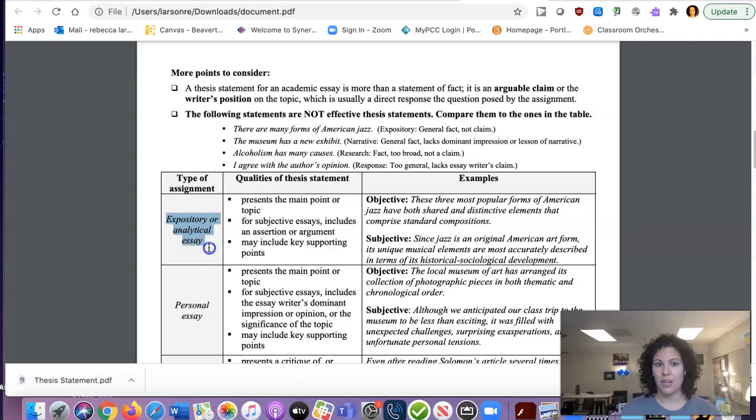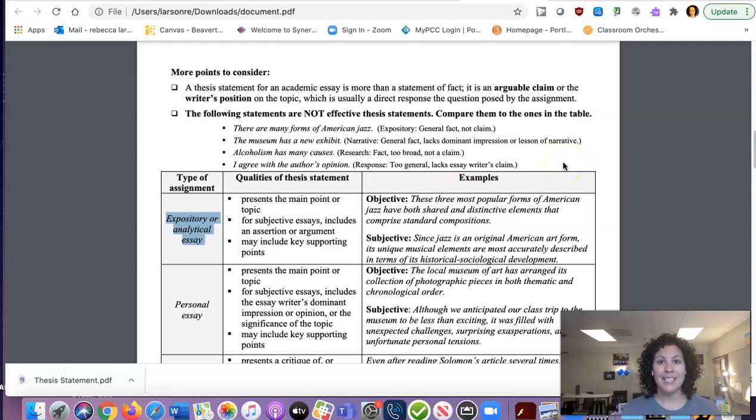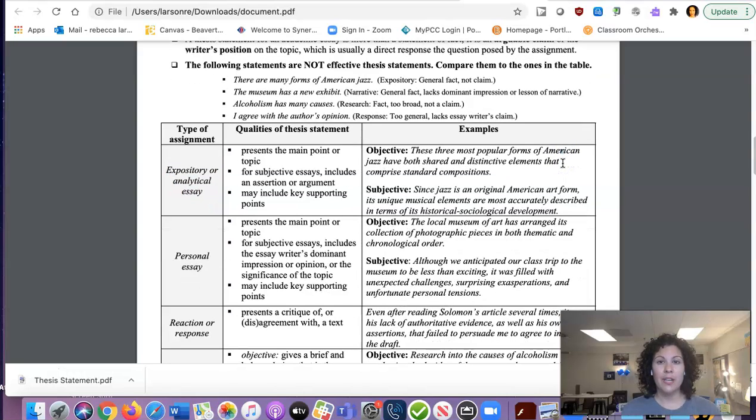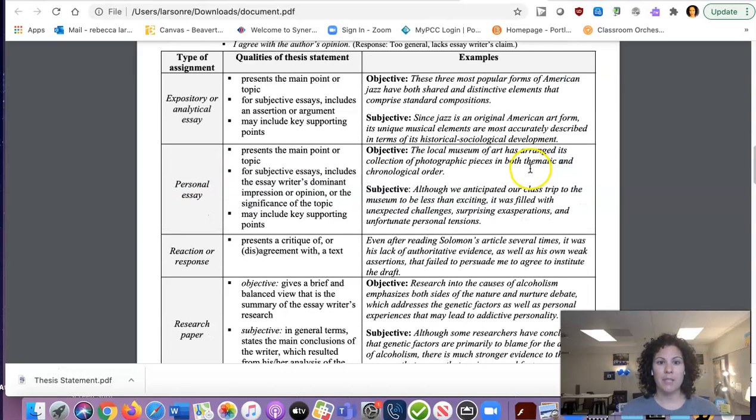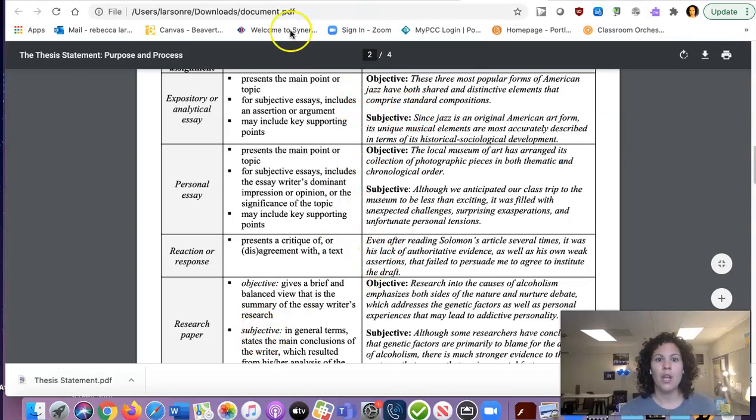And this is what we're really doing here, this expository or analytical essay, where we're asking you to really synthesize information and do an analysis and say, how does this really come together? So we're going to look at this and we're going to look at the research ones because ours kind of hit both, right? Main point includes an assertion, supporting points. Yeah. So we're looking at, again, the subjective.